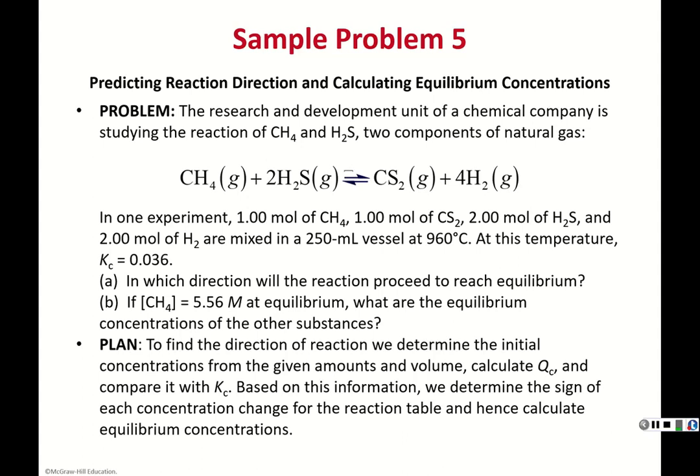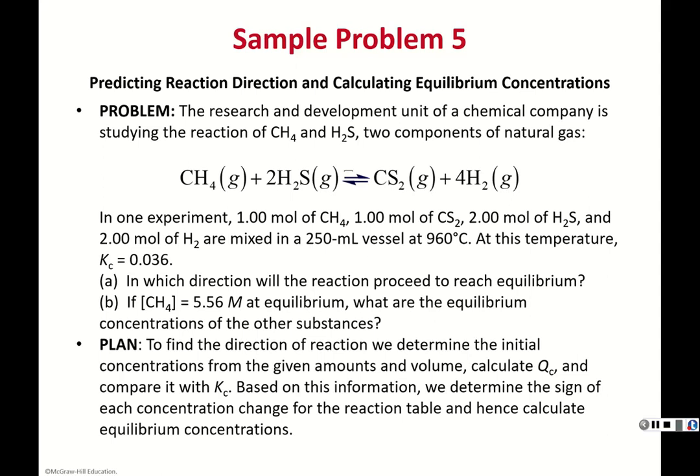0.036. Okay, so what you'll notice here right off the bat is you're starting with everything. You're starting with the compounds that are on the reactant side and the compounds that are on the product side. So in our reaction table, in the initial column, we're going to have to write values for everything to start. Okay, and that's going to make this much more complicated.